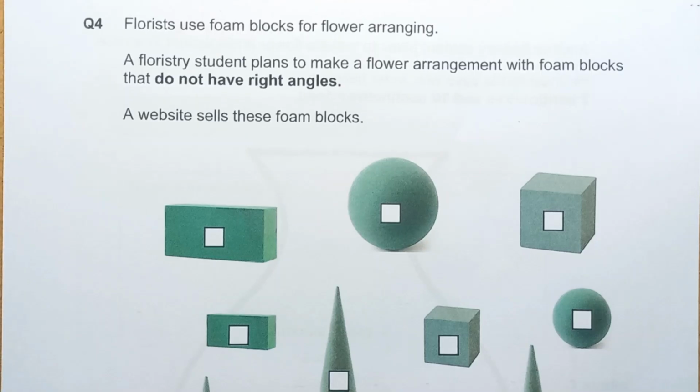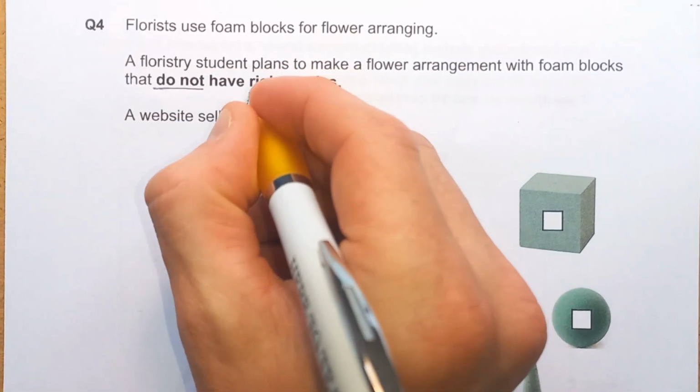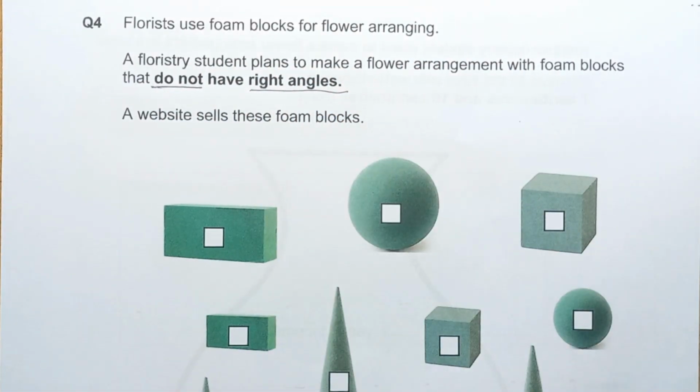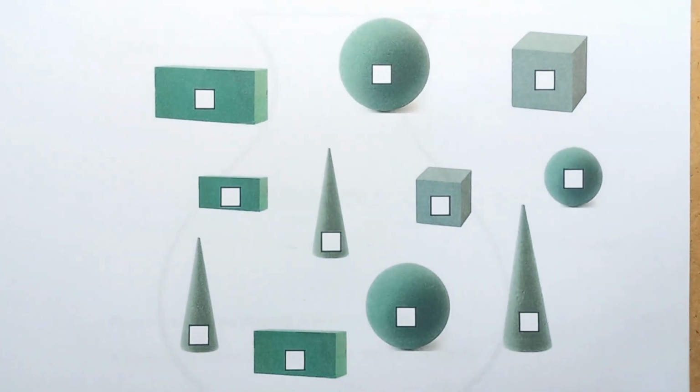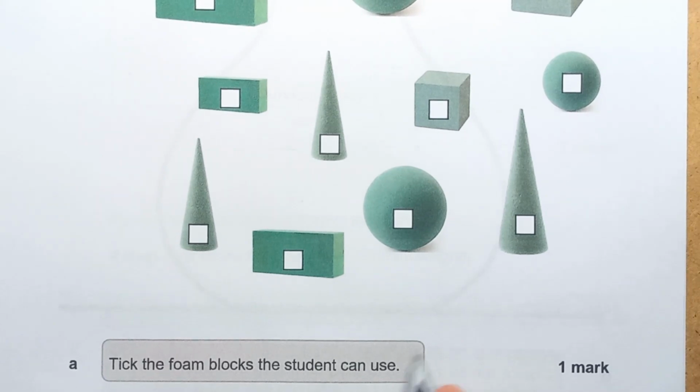Question 4. Florists use foam blocks for flower arranging. A floristry student plans to make a flower arrangement with foam blocks that do not have right angles. Right, do not have right angles. A website sells these foam blocks. So we've got lots of pictures here. And the question at the bottom says, tick the foam blocks the student can use.